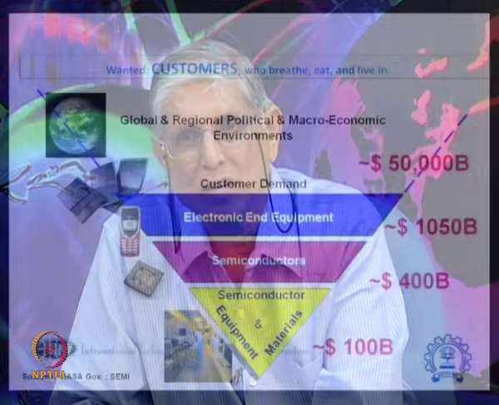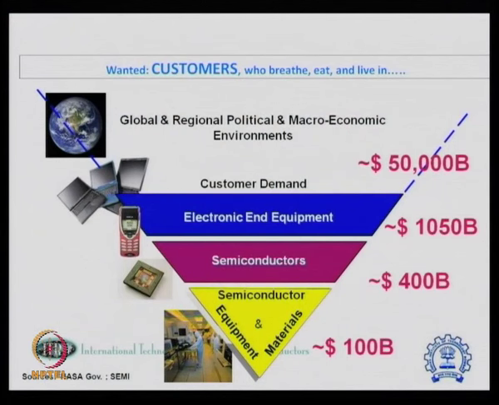So, as I was talking to you about economics, in case of the semiconductor industry, if you see the lowermost triangle of the inverted pyramid, the semiconductor equipment and material requirement is around $100 billion. The semiconductor itself is around a $400 billion market. Electronic equipment is around $1,050 billion. And the overall impact on the political and microeconomic environment, which uses these electronic components and systems, is around $50,000 billion US. So, this is the kind of money in which electronics is now involved, and therefore, one should not take things very lightly.